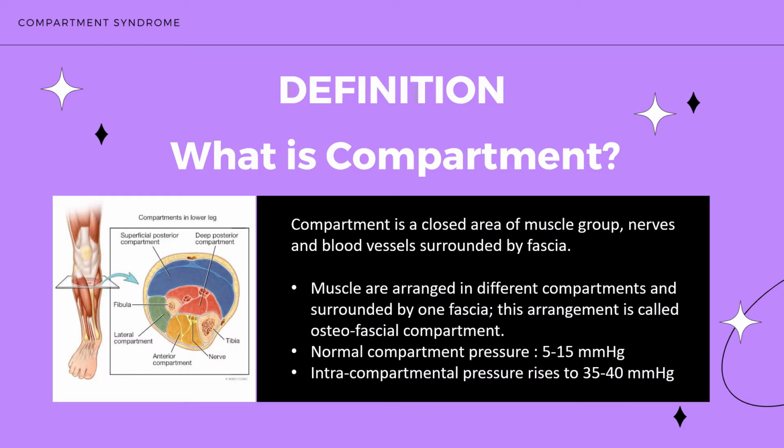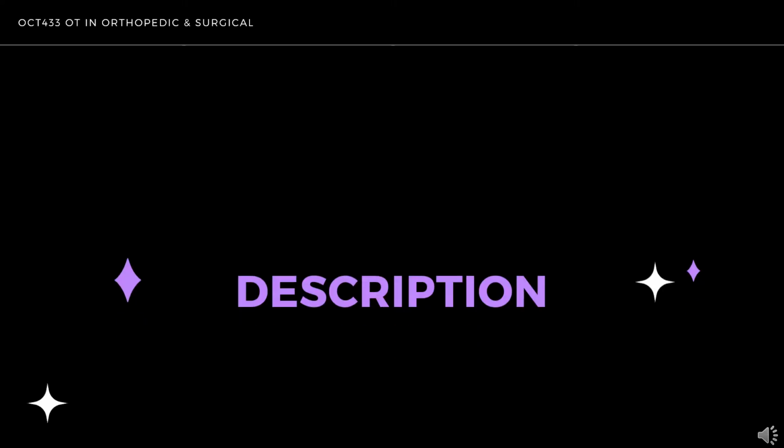So what is a compartment? Compartment is a closed area of muscle group, nerve and blood vessels surrounded by fascia. Muscles are arranged in different compartments and surrounded by one fascia. This arrangement is called osteofacial compartment. Normal compartment pressure is from 5 to 15 mmHg, while intracompartmental pressure will rise to 35 to 40 mmHg.